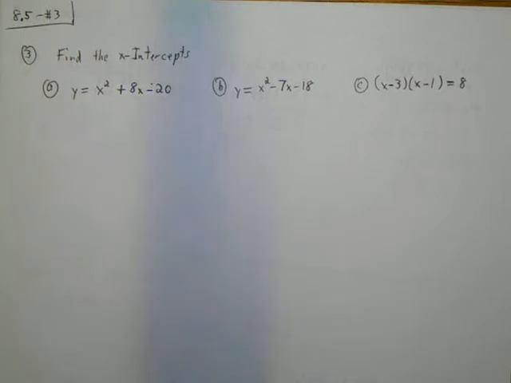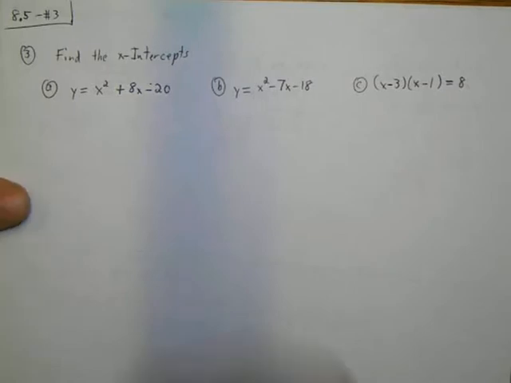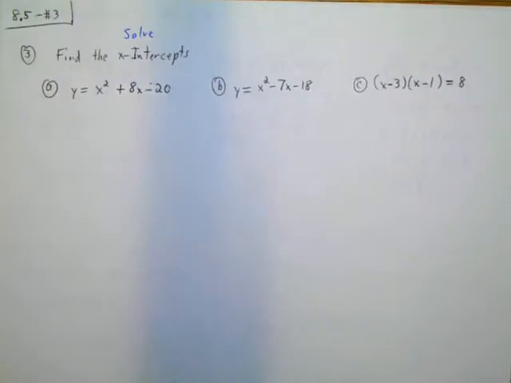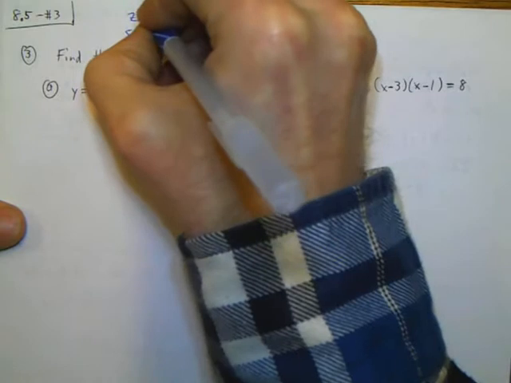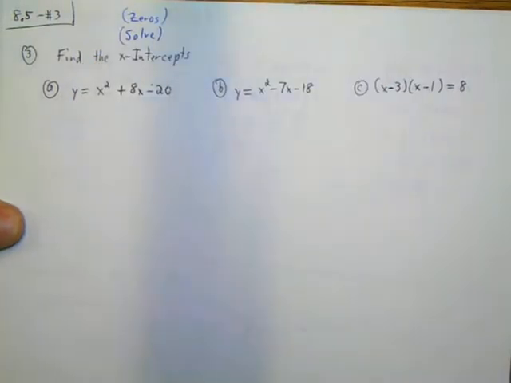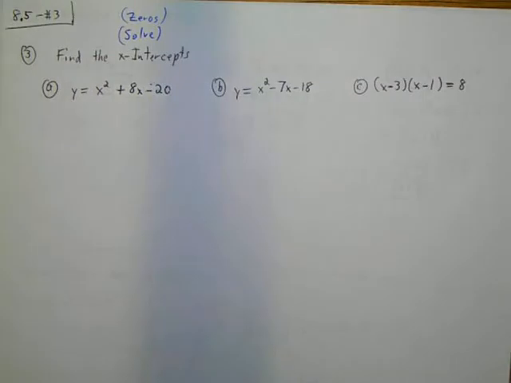8.5 notes number 3. Find the x-intercepts. Now, finding the x-intercepts is just a fancy way of saying solve. The other thing that they could ask for is they could say, what are the zeros? So these are all different ways that I can ask the same question: find the x-intercepts, solve, or find the zeros, exactly what we've been doing before.